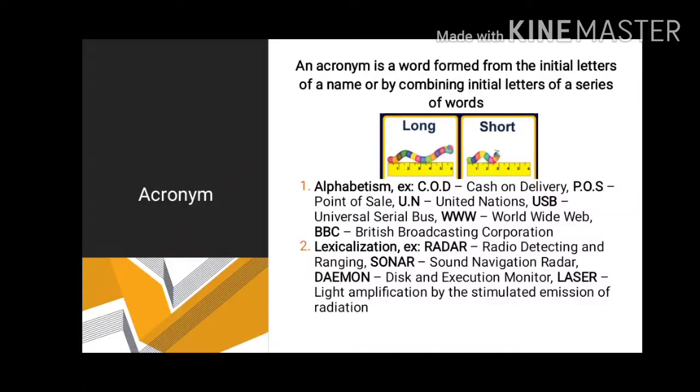The next non-affixation process is acronym. An acronym is a word formed from the initial letters of a name or by combining initial letters of a series of words. So in short, we can say that there is a long phrase or long words, then it becomes short. There are two types of acronym here. The first is alphabetism, which means that we will read the acronym letter by letter. But in lexicalization, something long becomes short, but we consider the result of the acronym as a word.